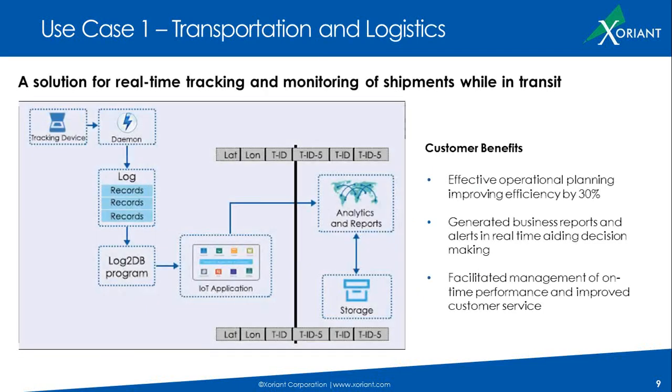So the first use case is for a transport company that wanted to track and monitor its shipments while in transit. The scenario here is that what you see is a representational diagram of one tracking device. This tracking device was put on a container on a ship that is moving along the ocean. You can imagine now if you just multiply this, that there were multiple ships out there moving. Each ship had multiple containers, and these containers had the tracking devices.